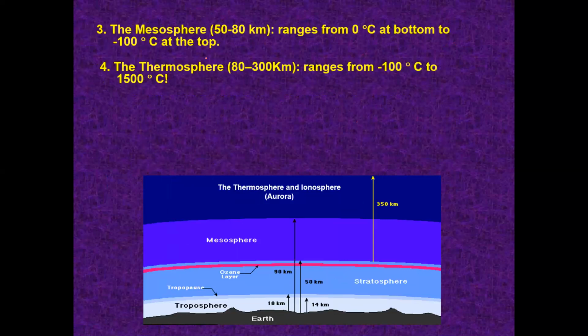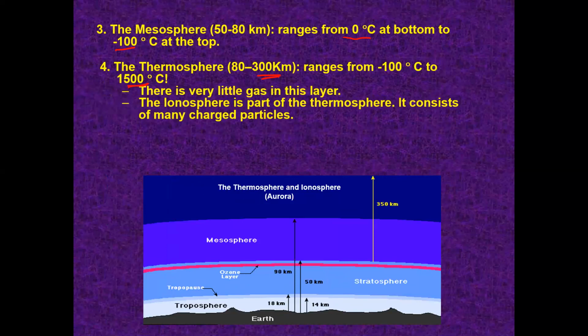Okay, the mesosphere, from 0 to minus 160 degrees Celsius at the top. And then this thermosphere gets super hot. Well, why would that be? Getting closer to the sun? And the ionosphere is part of the thermosphere. It contains many charged particles. This is where you find what's called the northern lights, otherwise known as aurora borealis.